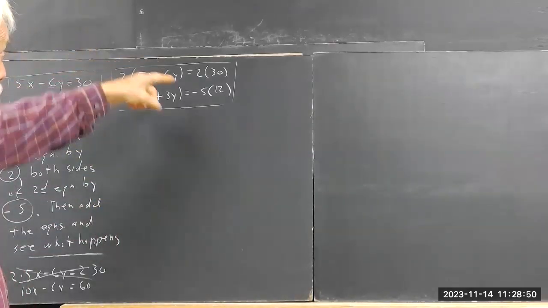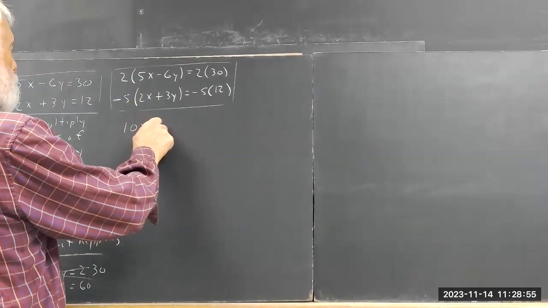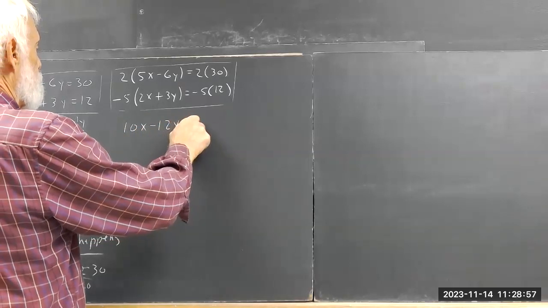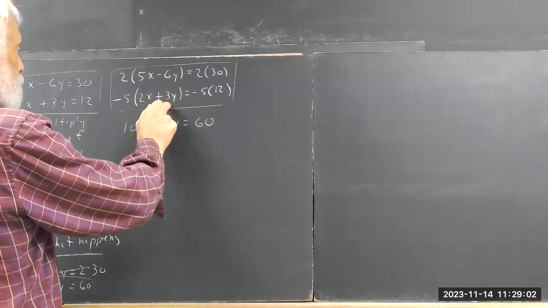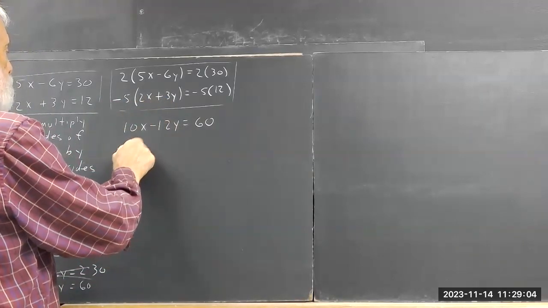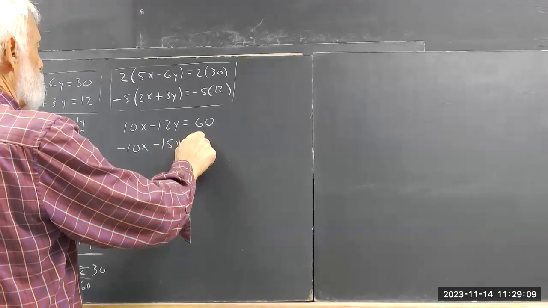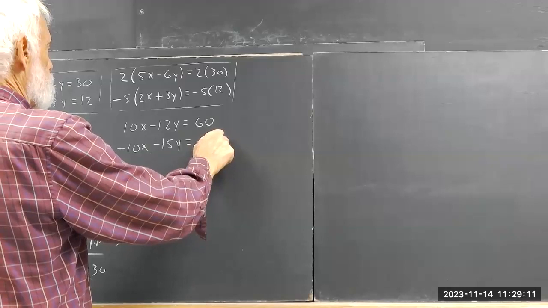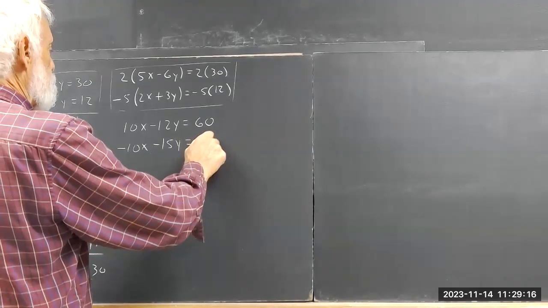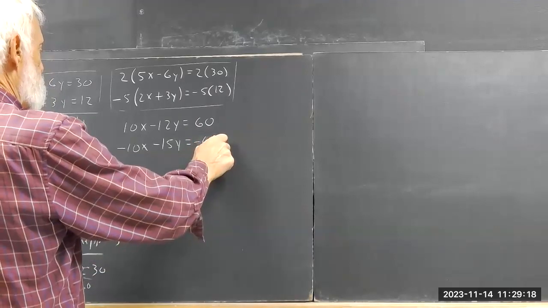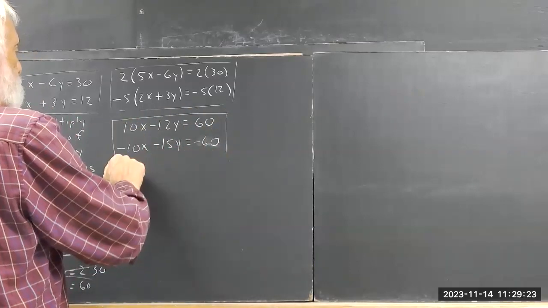If you simplify this, you get 10x minus 12y equals 60. If you simplify this side, you get -10x minus 15y equals -60. No, it is -60, sorry. Okay. So you got the system again.